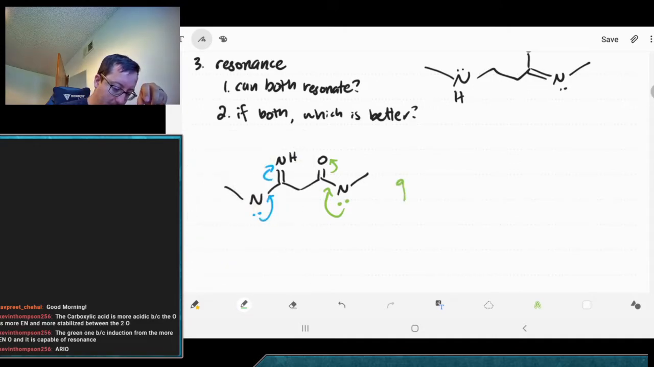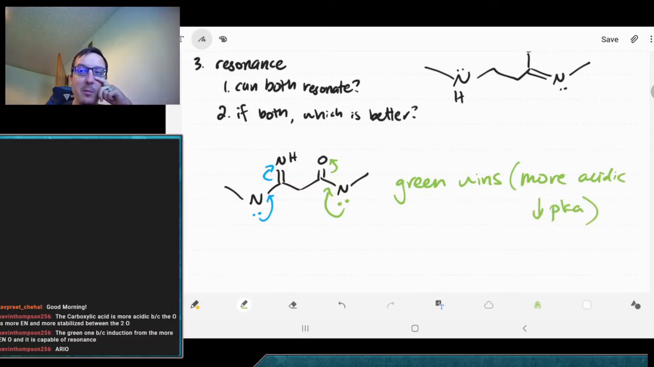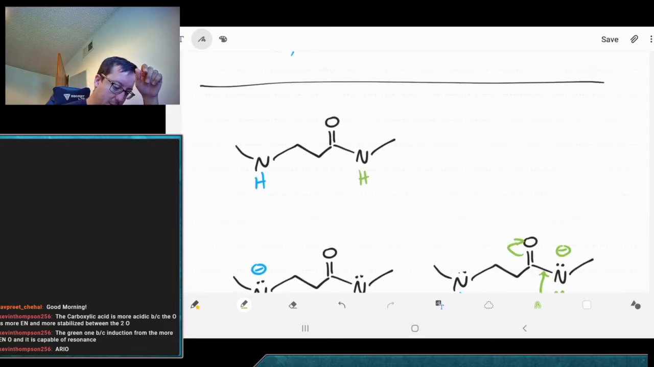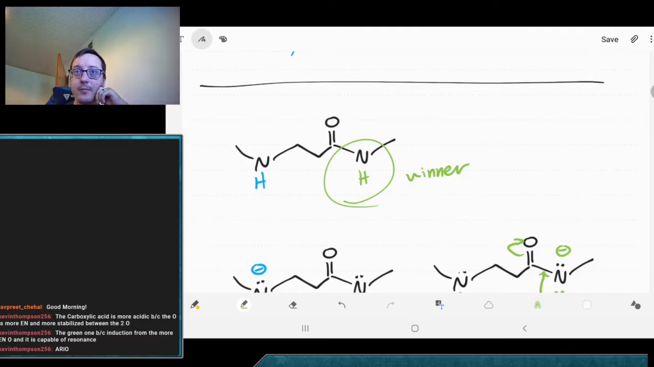So it'll be more acidic. Or we can say it'll have a lower pKa. Remember, pKa is inverted with acid strength, so low pKa means higher acidity. I think we didn't say it here, but this is the winner here, being more acidic.